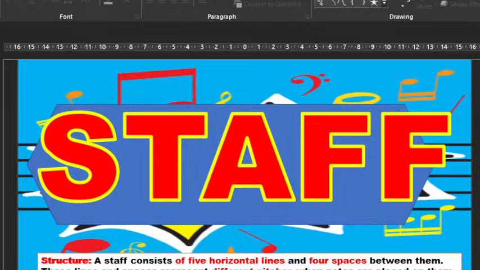Welcome again to my lesson. Today we are going to learn about the staff in music, especially in grade 7. The structure of a staff consists of 5 horizontal lines and 4 spaces between them. These lines and spaces represent different pitches when the notes are placed on them.